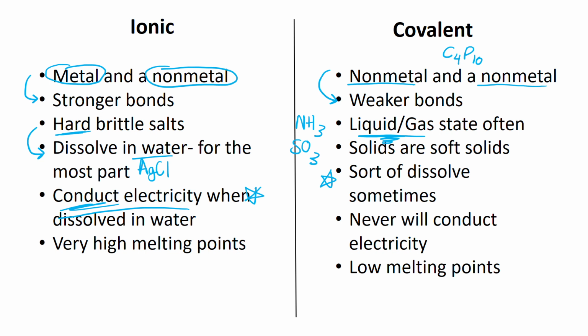Another important difference to note is that ionic compounds will have very high melting points and covalent compounds will have low melting points.